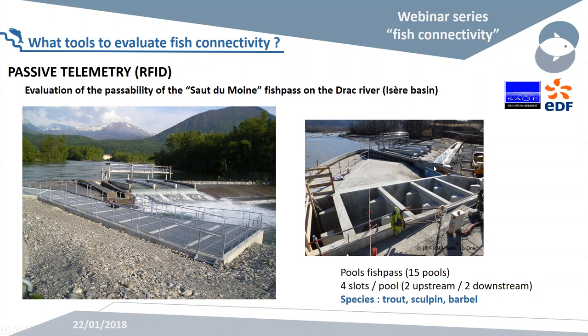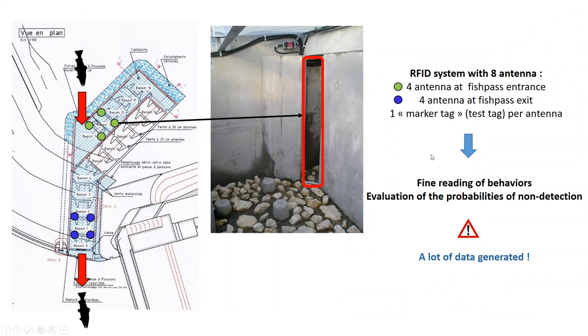Okay, now let's go to the RFID system design. So we have a system with 8 antennas. We have 4 antennas at the fish pass entrance, the green points, and 4 antennas at the fish pass exit, the blue points, and also what we call marker tags. These are test tags to check the probability of detection of our fish. So this design offers a really fine reading of behaviors and also the possibility to evaluate the probability of detection.